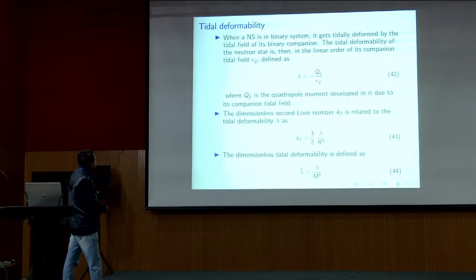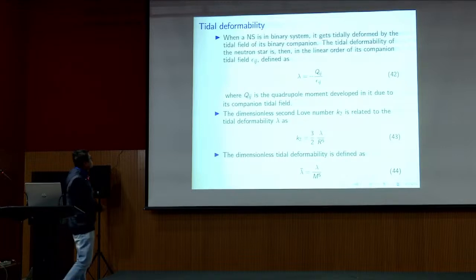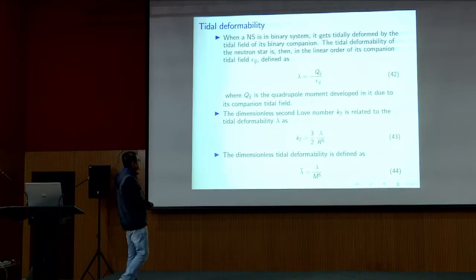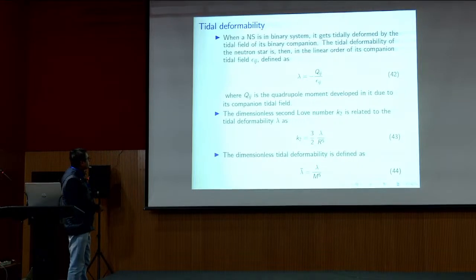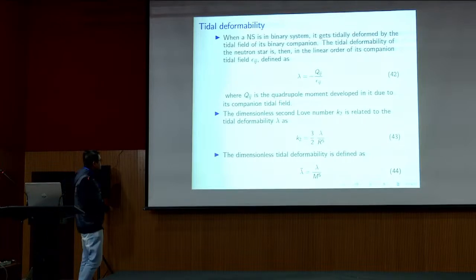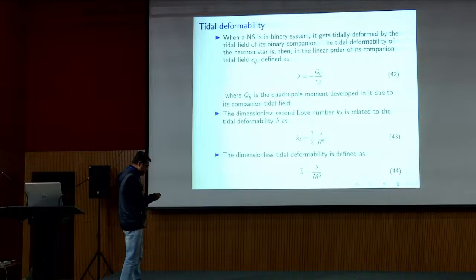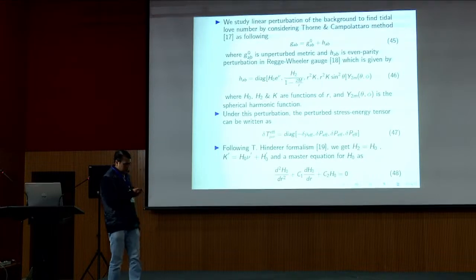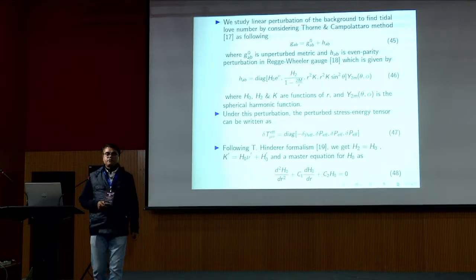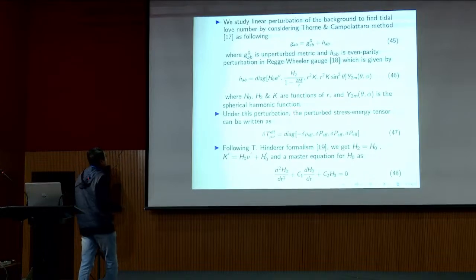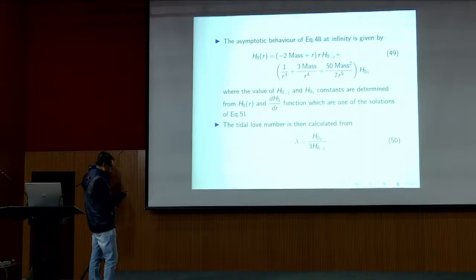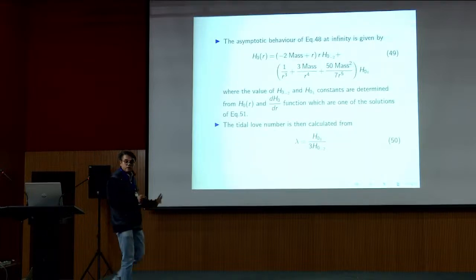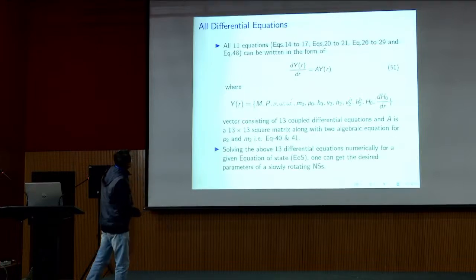and this dimensionless Love number, which is related to this tidal deformability, is taken as 3 by 2 lambda by R to the power 5. This dimensionless tidal deformability is nothing but this part, lambda by M to the power 5. So to calculate this tidal deformability, we use the standard Hinderer method, and from there we will calculate the tidal deformability for our model.